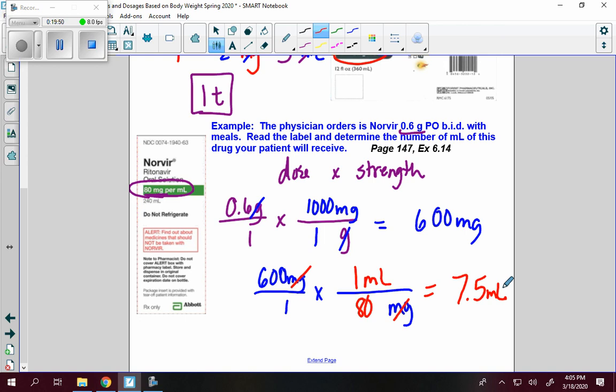All right. Remember, you're looking for the word administer, and administer just means 1 time.